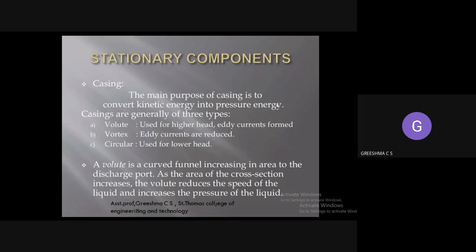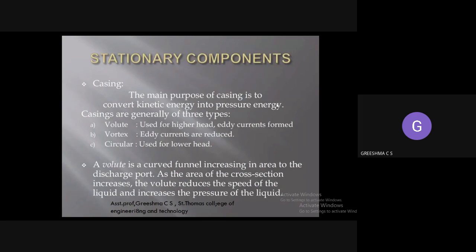Now coming to the casings. The main purpose of the casing is to convert the kinetic energy into pressure energy. Casing means the outermost portion. You have seen the video that showed a maroon colored casing, that maroon colored outermost box. That is called the casing. Casings are mainly of three types: volute casing, vortex casing, and circular casing.